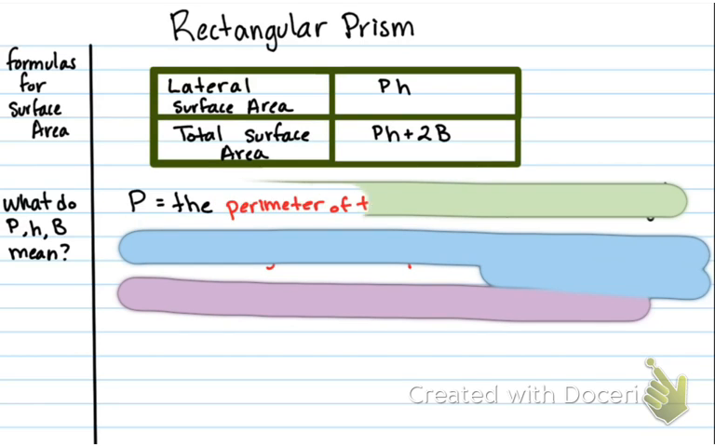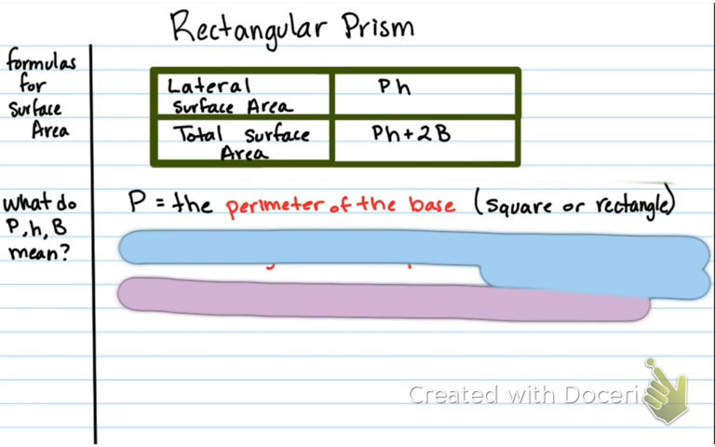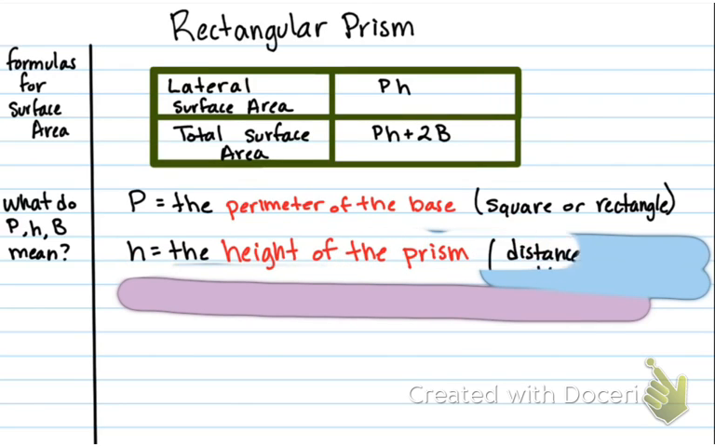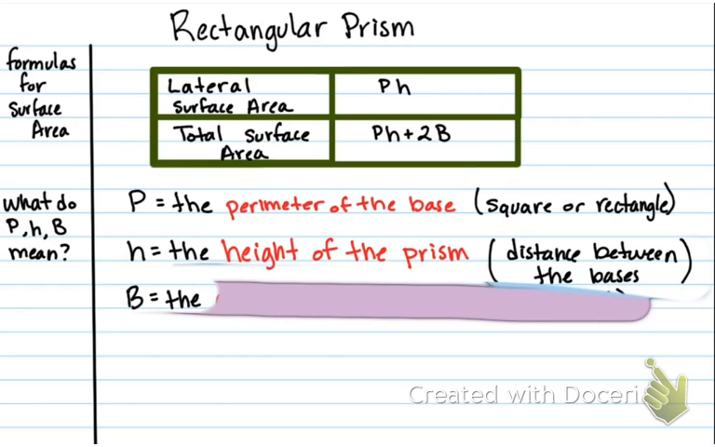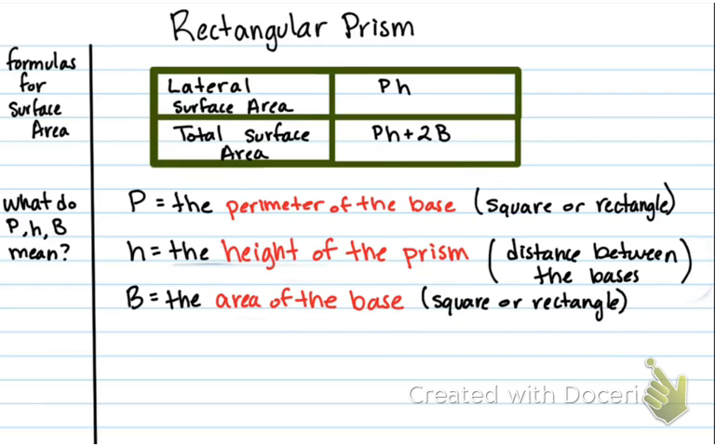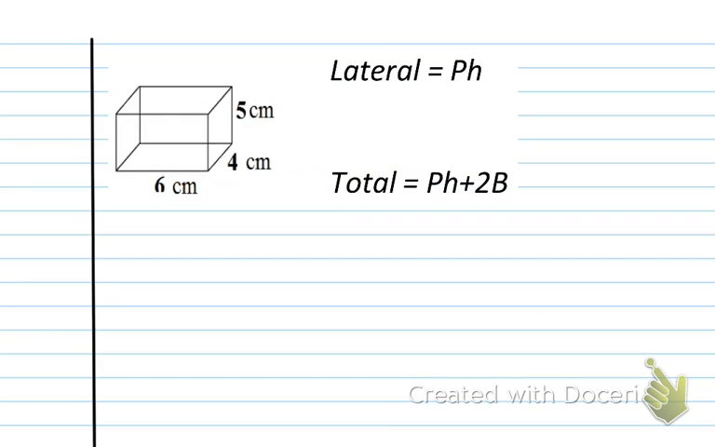So P is going to be the perimeter of the base, and in this case it might be a square or a rectangle. H is going to be the height of the prism. Okay, it is the distance between the bases. Okay. And then the capital B is going to be the area of the base, which will be either a square or a rectangle in our case. Okay. So let's do a few questions together.